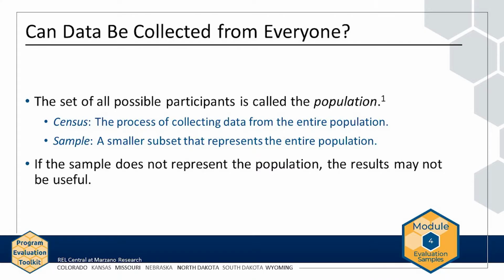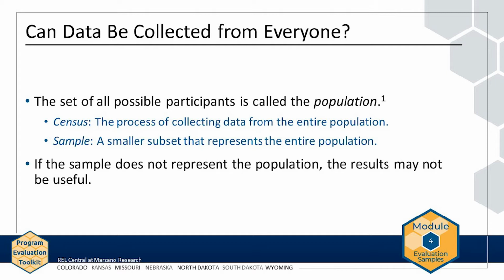Sampling is necessary because the answer to the question, "Can data be collected from everyone?" is usually no. Each decade, the U.S. government attempts to collect information about the entire population of the country. The population includes all possible participants. When it is possible to collect information from everyone in a population, the process is called a census. You may have heard or read about how difficult this process is.